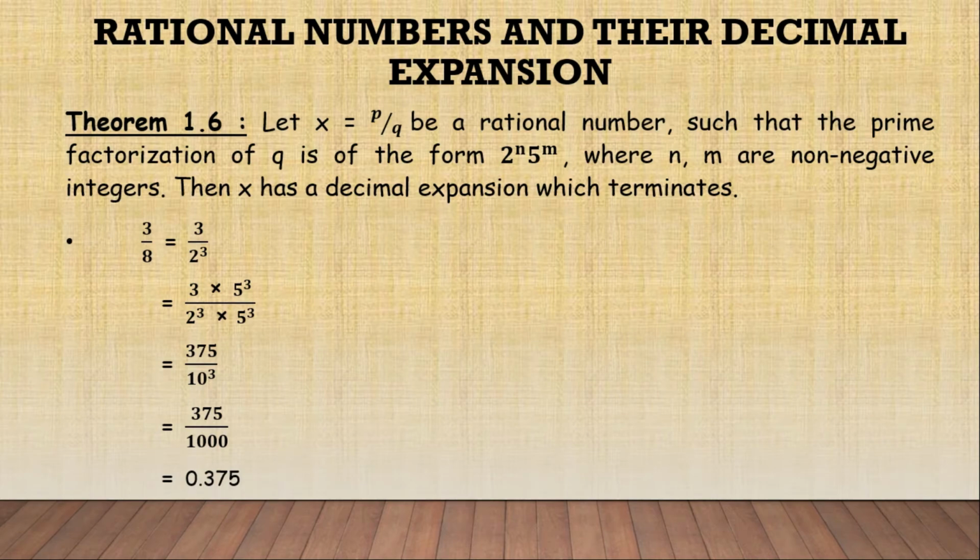See, 3 upon 8 is a rational number where the denominator q, here in this case 8, is of the form 2 to the power n into 5 to the power m, that is 2 cube into 5 to the power 0, which is equal to 1 actually. And finally we see that its decimal expansion terminates.